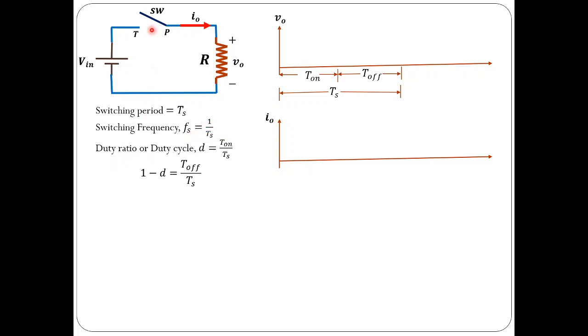The duty ratio is the fraction of the switching period during which the switch is closed, so that is T on by Ts. Similarly, 1 minus D is equal to the fraction T off by Ts. So if you know the duty ratio and the switching frequency, you can find Ts, T on and T off respectively.